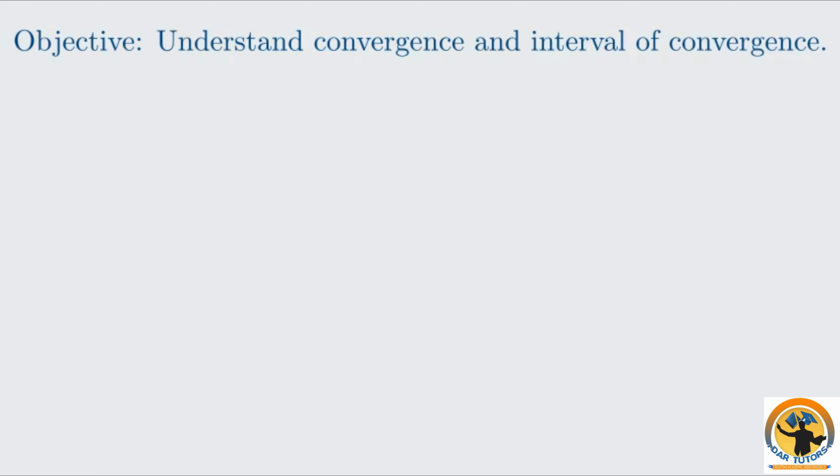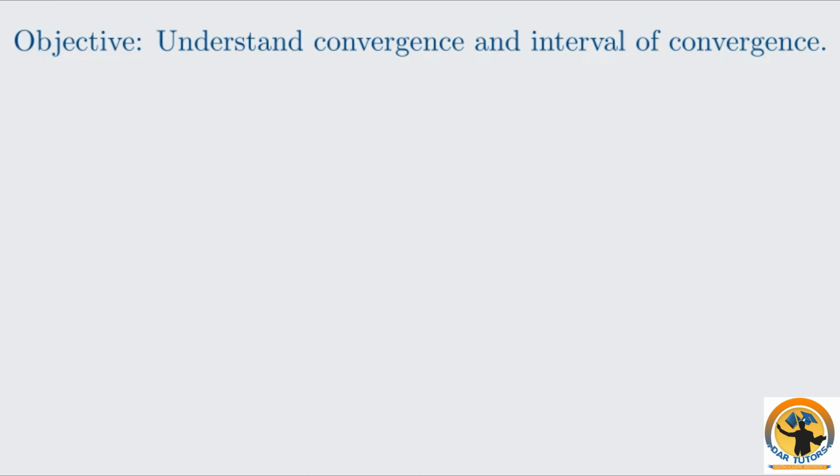In this scene, we will discuss the crucial concept of convergence. Our objective is to understand what it means for a Maclaurin series to converge and how to determine its interval of convergence. A Maclaurin series is an infinite sum. For it to be a valid representation of a function, that infinite sum must approach a finite value. This is the idea of convergence.